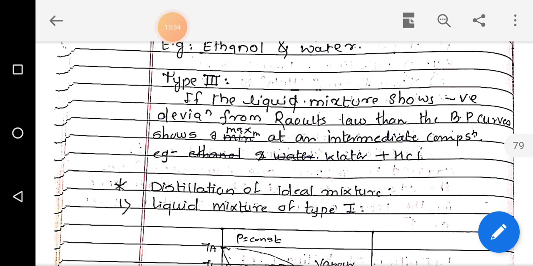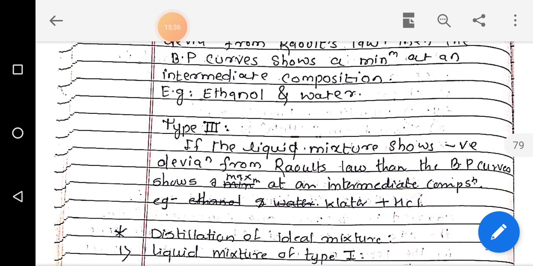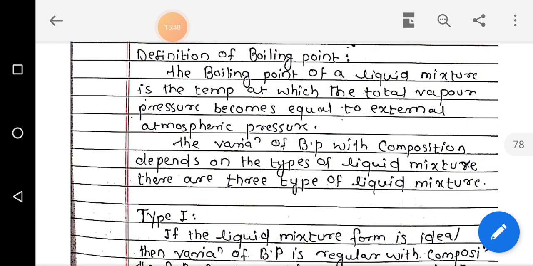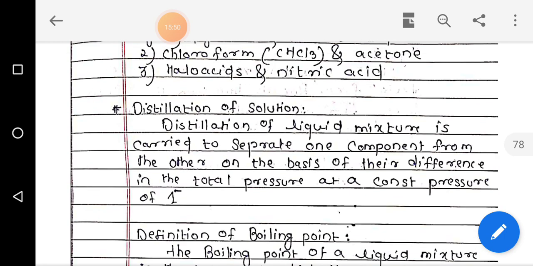So this is all about today's points. We have covered a lot of points. Today we have covered Raoult's law, and negative deviation and positive deviation, along with the types and boiling points. All these points we have covered.